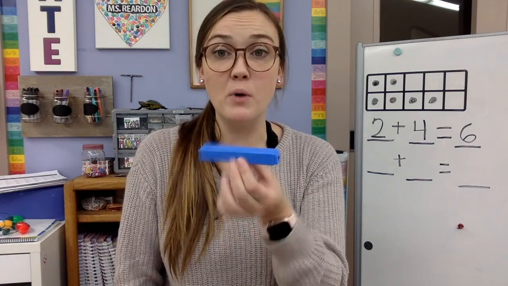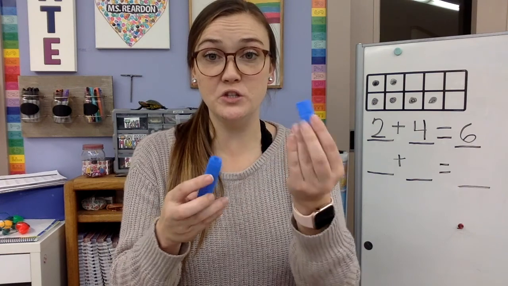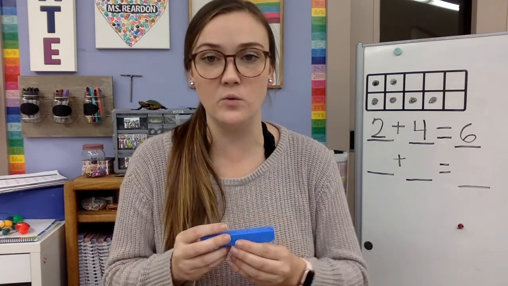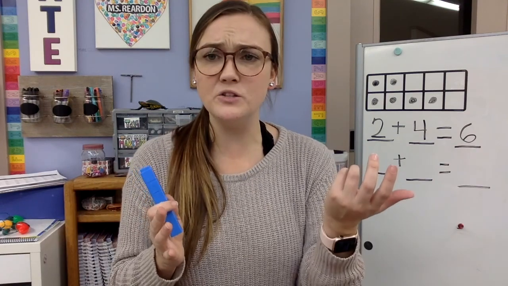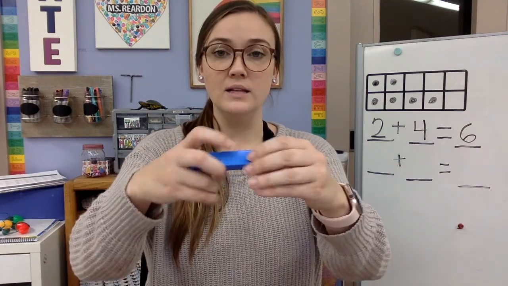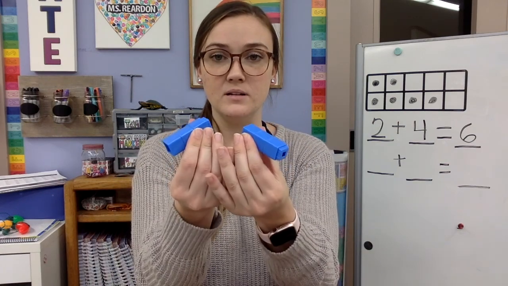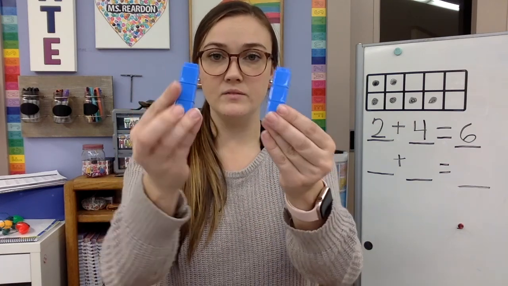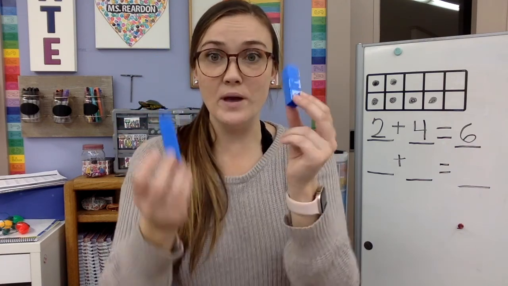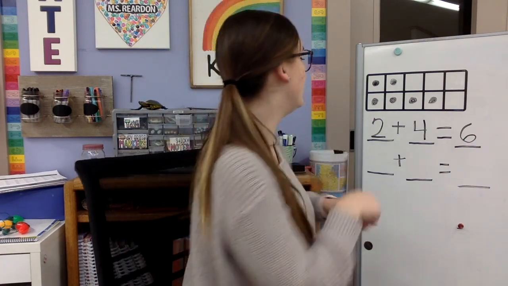I already broke it apart in one way, which was 2 and 4. I want to break it apart in a different way. How can I break it into two parts, but in a different way? Well, let's break it in half. Now what do I have? 3 and 3. Okay, what's my first part? Oop, Miss Reardon needs to erase her dots.